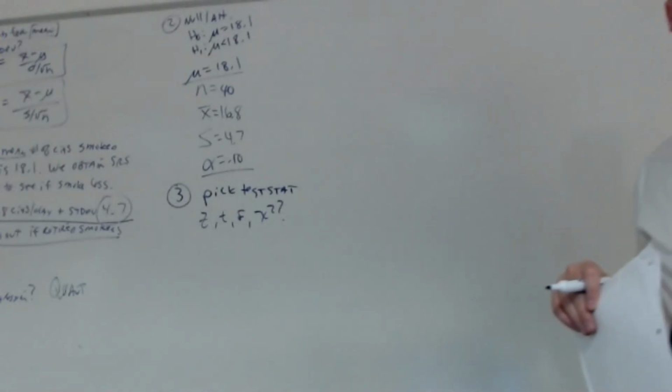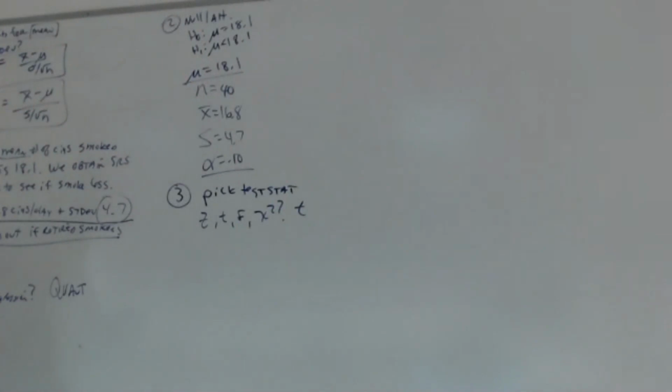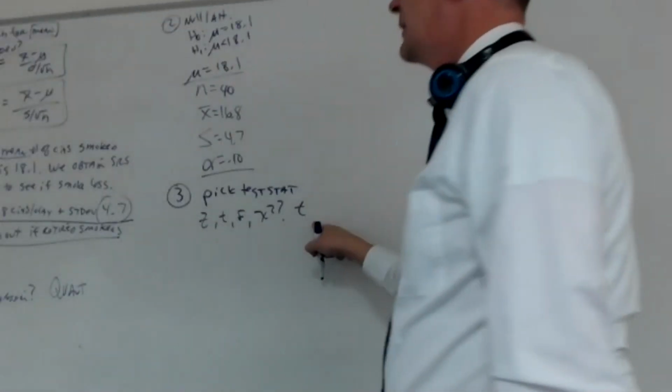T. Okay, you pick T because why? Because it's a sample, we're using S. Because we don't know our population standard deviation. Okay? So it's a T, that's correct. Now, what's my formula for T?